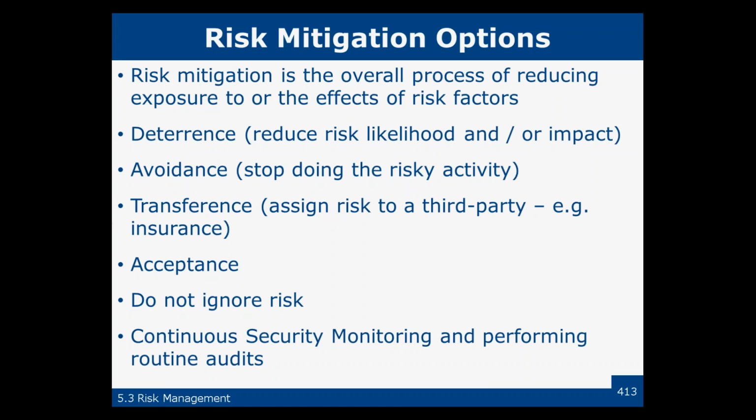We can have deterrence, to reduce the likelihood of risk, and deterrence might be guards or fences, things like that. We can have avoidance, where we simply don't do the risky activity. Transference, where we assign it to a third party. Insurance would be something that we do there. Or we can accept the risk. What you don't want to do is ignore the risk.